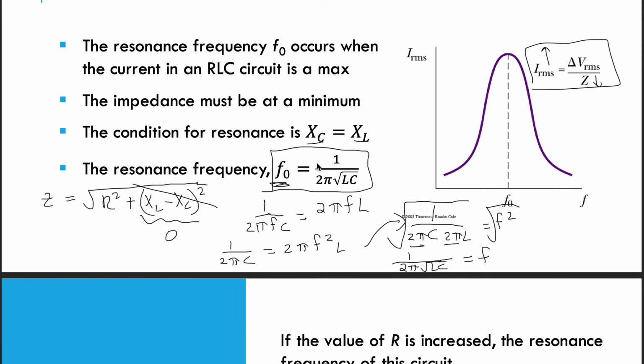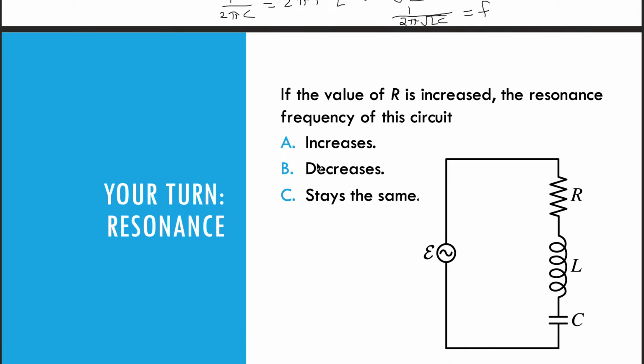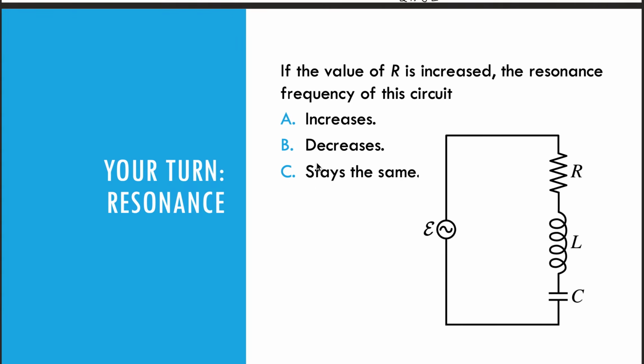Let's take a look at one your turn question, and then we'll have one example. If the value of R is increased, what happens to the resonant frequency? Well, we just learned the equation for resonant frequency: 1 over 2 pi square root of LC. The resonant frequency does not depend on the value of resistance. There's no R anywhere, so there's no impact. It stays the same. R does not affect the resonant frequency. Only the capacitance and the inductance.